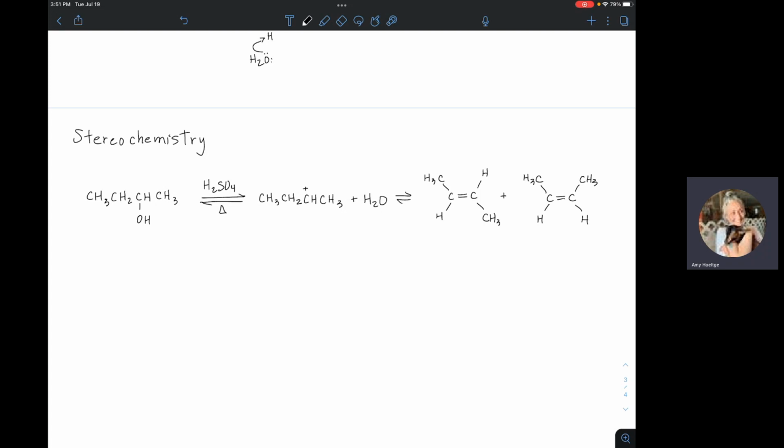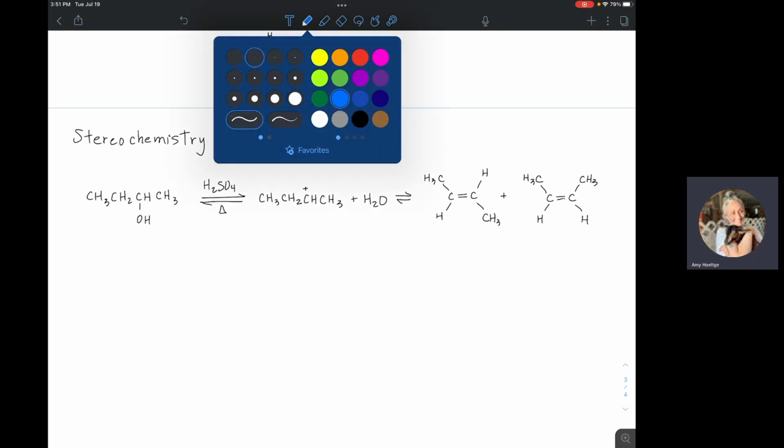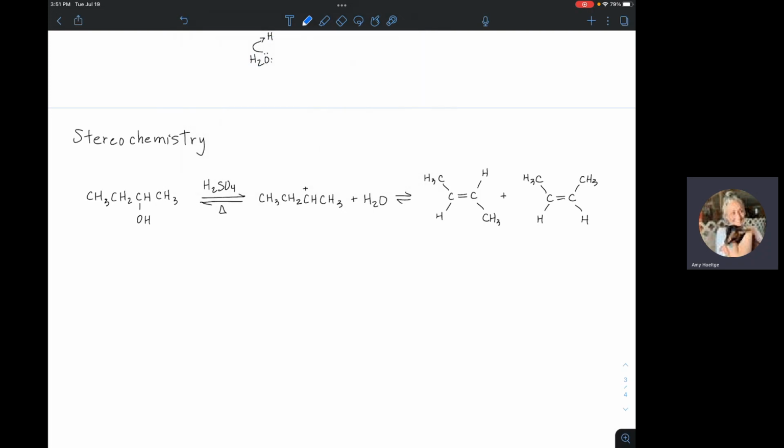And of course, I'm taking the major regioisomer, right? There's also the chance that you deprotonate that terminal methyl group there and form a terminal alkene. But since that's going to be the minor regioisomer, I'm going with the major ones. Using the major regioisomer, this will be your major stereoisomer. And this is trans.